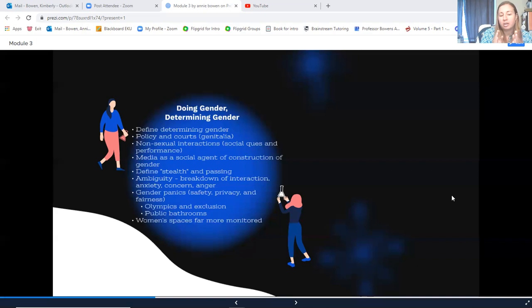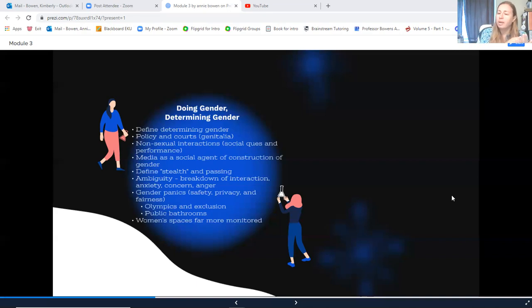So the idea, I'm going to define a couple terms just so that we know. Defining stealth or passing, as they talk about it in this piece, is the idea that a trans person, if you're out on the street with them or you're interacting with them in a normal non-sexual contact, you're not going to necessarily know, right? They pass very well as the gender that they are expressing. But most of the world's going to go around and not think twice of them.